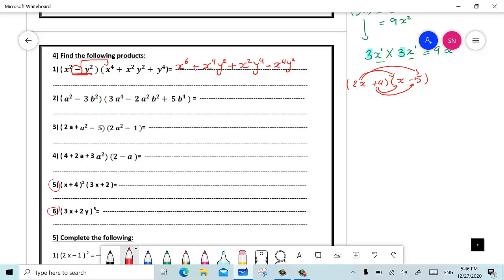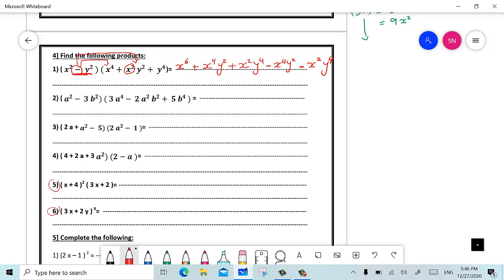And then I'm going to multiply negative y squared by x squared y squared. And this is going to equal negative, here I have the x squared and no x's here, so x squared is going to remain as it is. And y to the power of 2 times y to the power of 2 is equal to y to the power of 4.